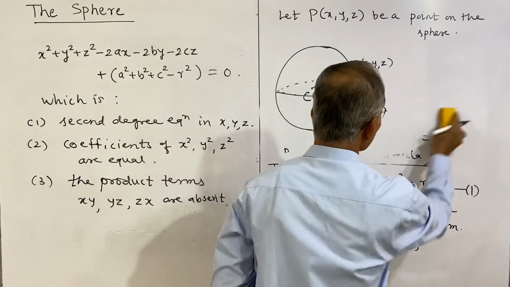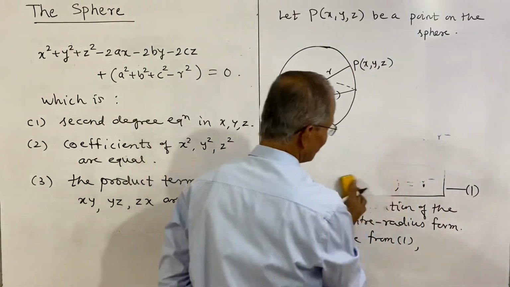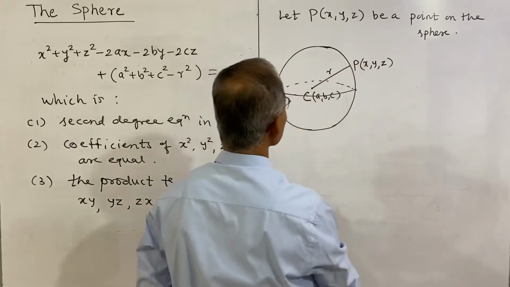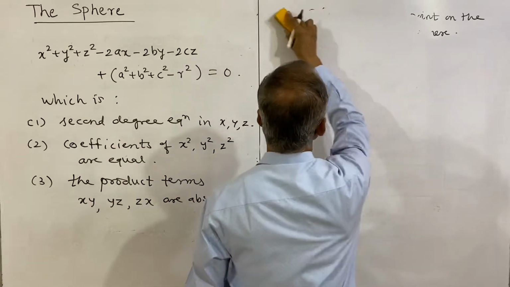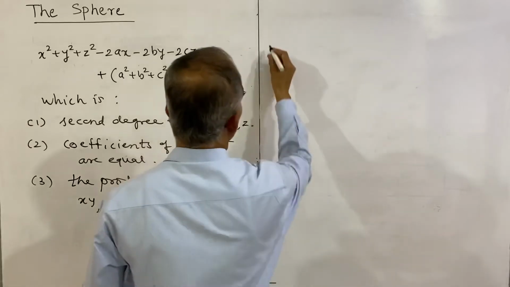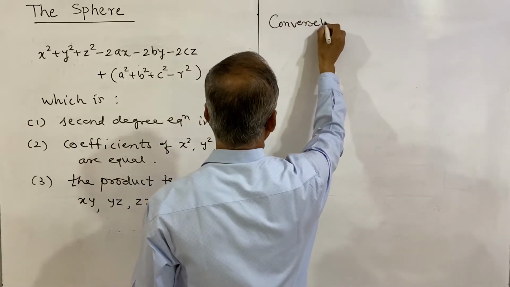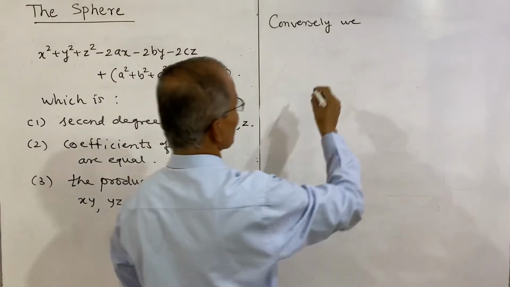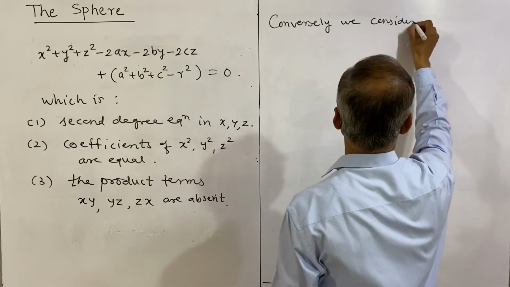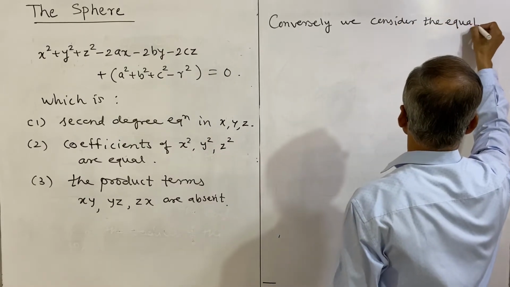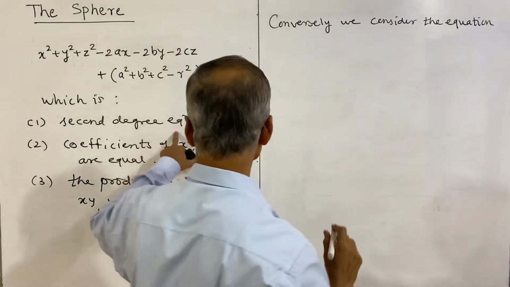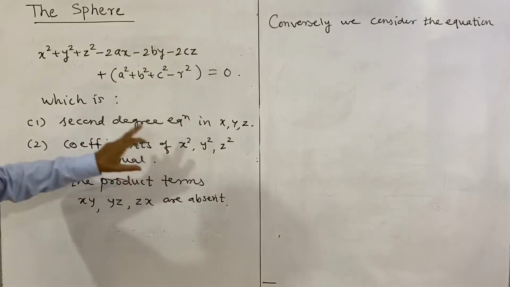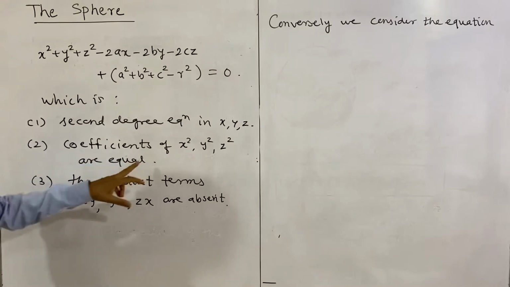Now, we shall obtain the general form of equation of sphere, and for that purpose we consider the equation as a converse part. Conversely, we take an equation having these characteristics. What is the characteristic? Second degree equation, and having equal coefficients. It is not necessary that the coefficients are all 1, but the coefficients must be equal.